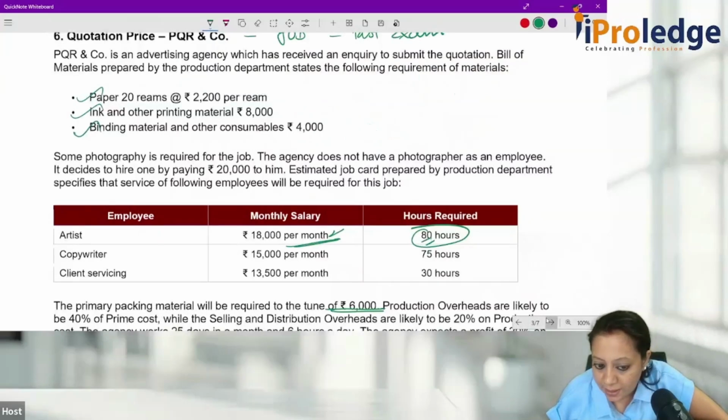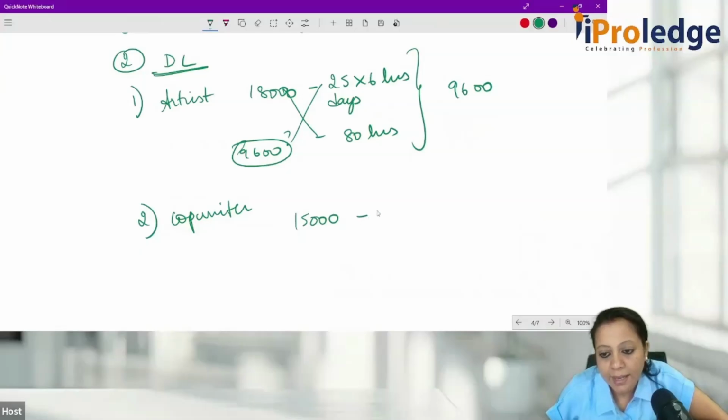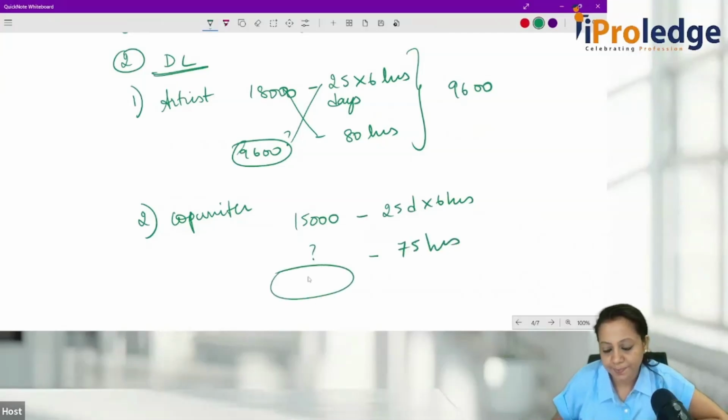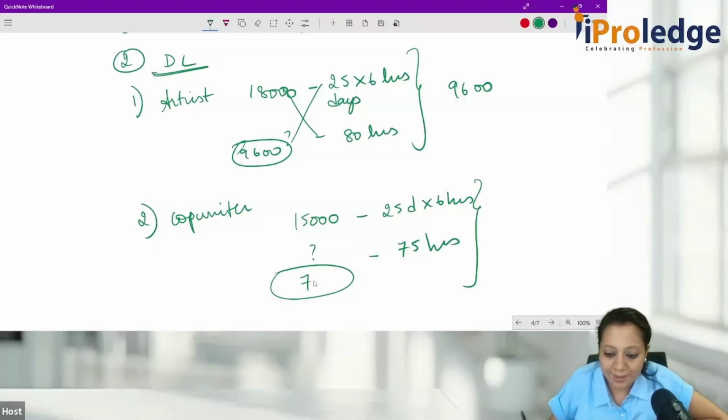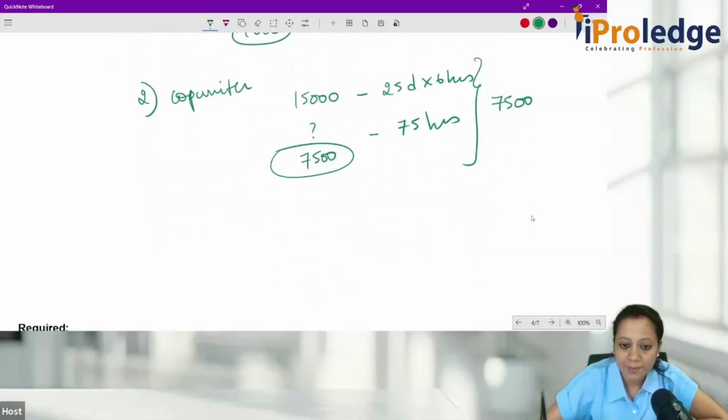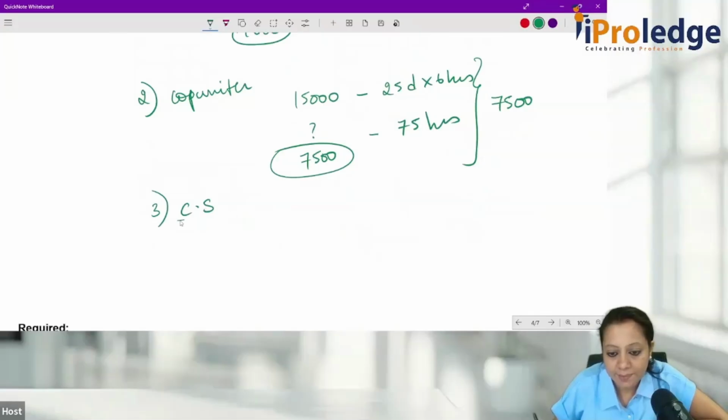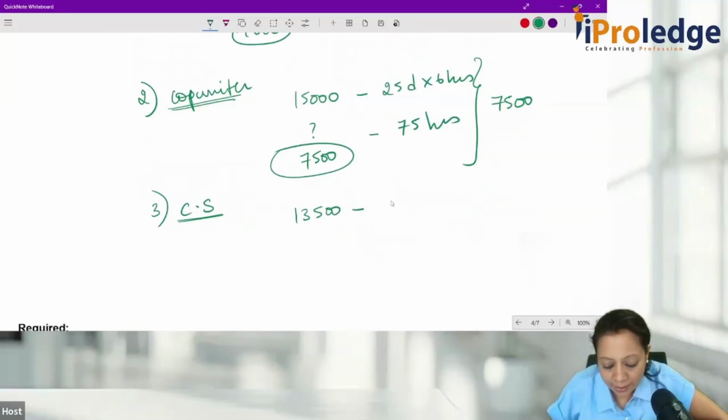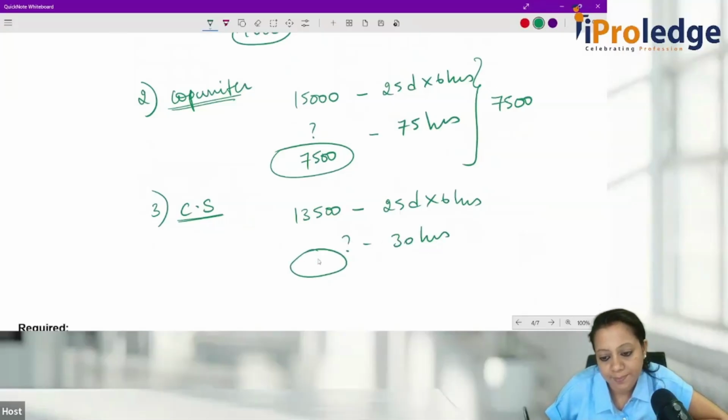The amount given is 15,000, again for 25 days into 6 hours. That means for 75 hours, how much is it? 7,500. Great. Then for client servicing, 13,500 is for total hours, which is 25 days into 6 hours. That means for 30 hours, how much is it going to be? 2,700. Thank you.